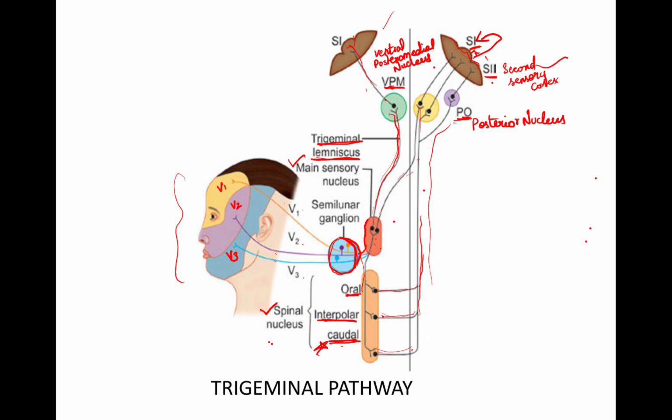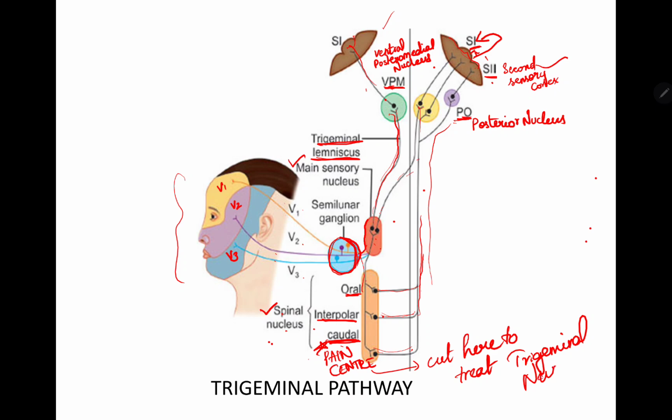Okay, now the key points you can remember: trigeminal is for face and head sensation and chewing muscles. Spinal nucleus caudal is the pain center, the actual pain center. Cut here to treat trigeminal neuralgia. You have to cut here to treat trigeminal neuralgia. Right?